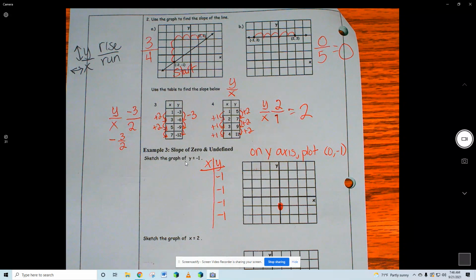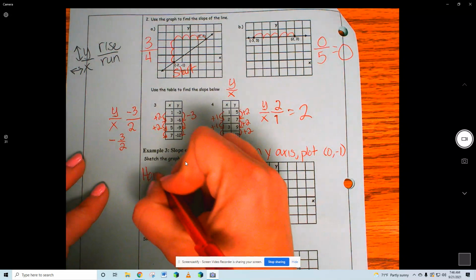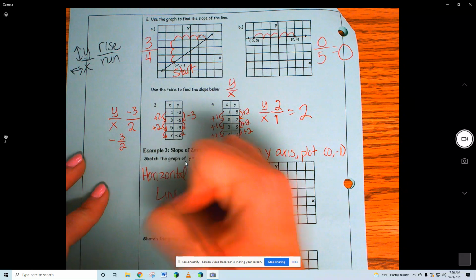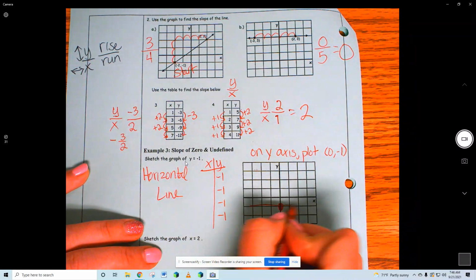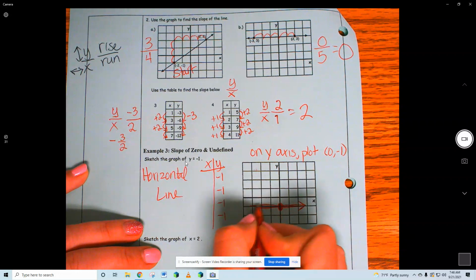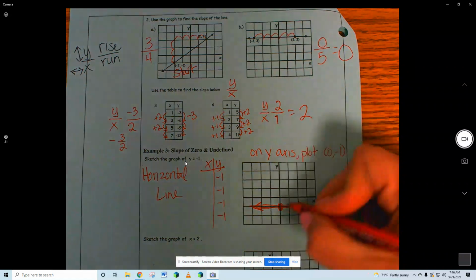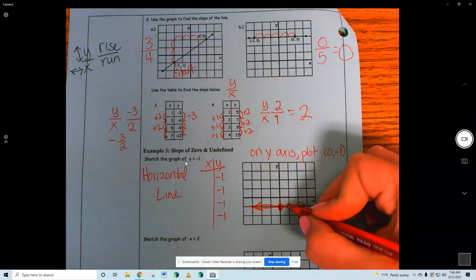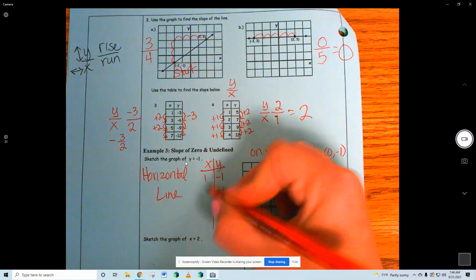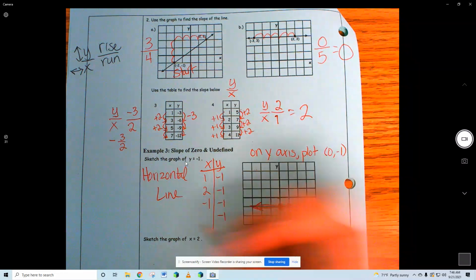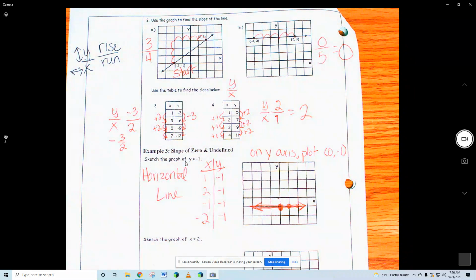So this is a little bit backwards of what your brain might want to do. If all my y's have to be negative 1, then I need to draw a horizontal line through this dot. It's going to be like this. Every single point on this red line, my y value is negative 1. 1, negative 1. 2, negative 1. Negative 1, negative 1. Negative 2, negative 1. Isn't that true? That all my y values are negative 1?